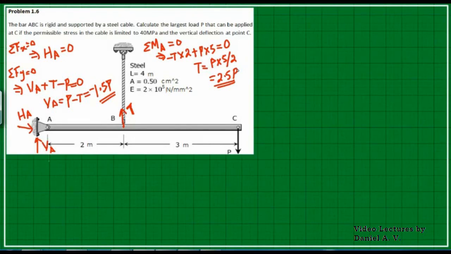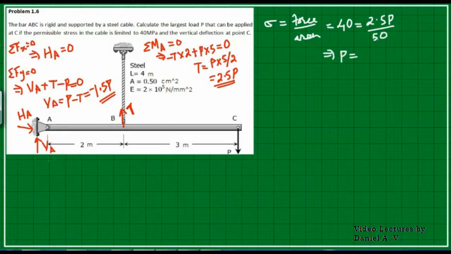Now in this problem, the maximum permissible stress in the cable is given. And we know that stress is equal to force by area. The stress needs to be limited to 40 megapascal, which means 40 Newton per mm square, equal to the force in the cable, 2.5 P, divided by area. Area of the cable is given as 0.5 centimeter square, which is equivalent to 50 mm square. So directly from here, I'll be getting the value of P.